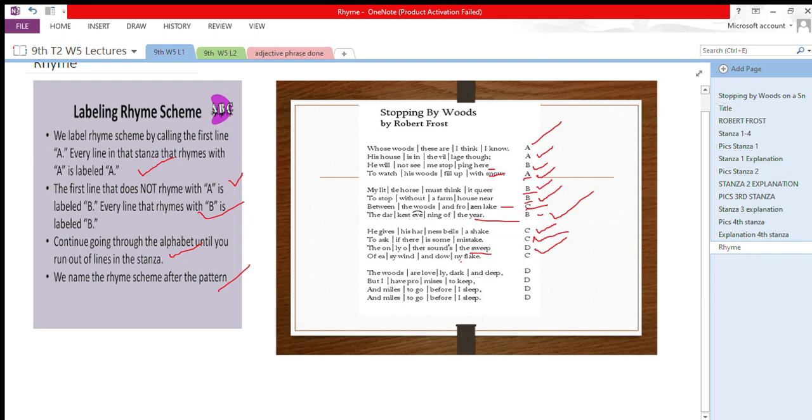Then again flake rhymes with shake, so this is again C. And again sweep rhymes with deep, so this is again D. Keep, deep, sleep, and sleep is repeated. So this is how we figure out the rhyming scheme of the poem. Hopefully you would have understood today's lesson. Thank you so much for listening.